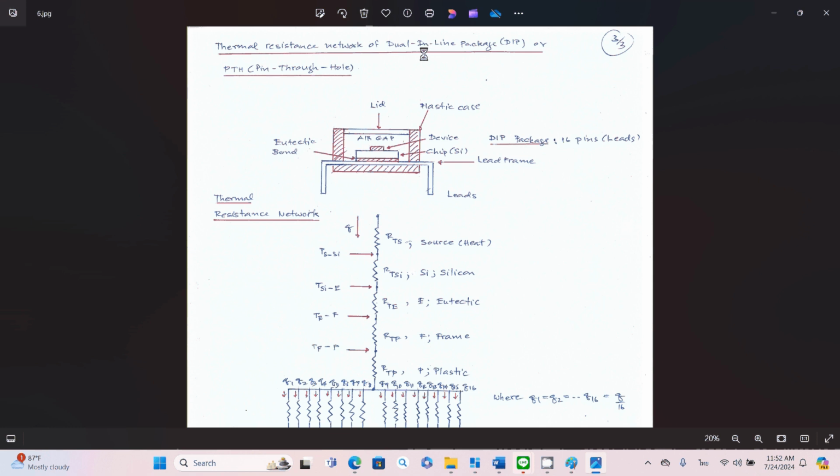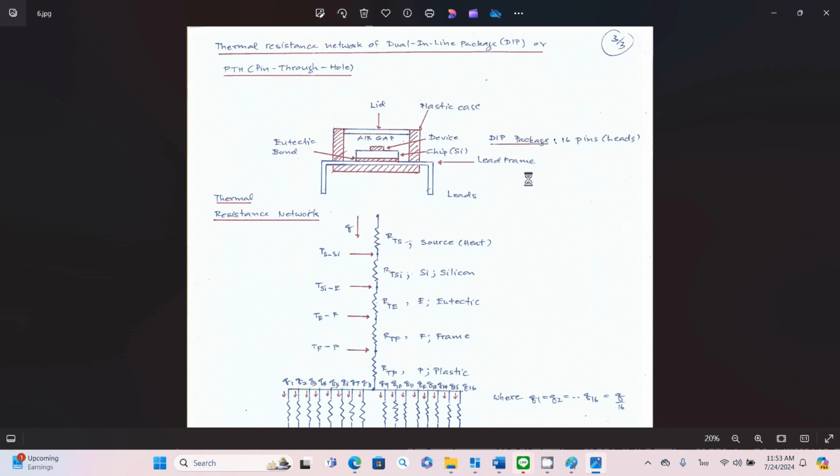This is a typical structure of your package. DIP package, 16 pins. You have your device on a silicon chip or your wafer, and you mount that chip on the frame by die bond, and then you have leads or pins. In this case you have 16 pins.